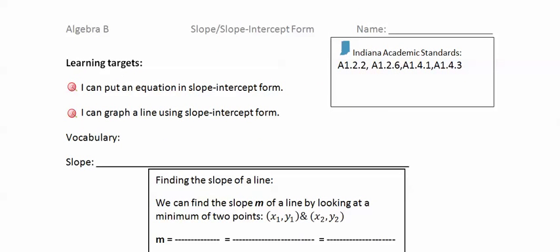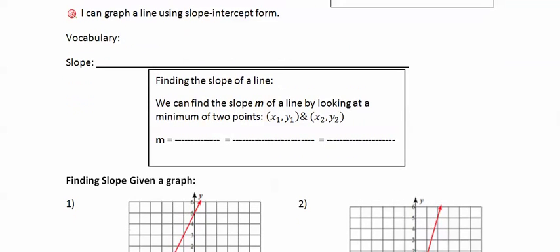Alright, so today's learning targets are that I can put an equation in slope-intercept form and I can graph the line using slope-intercept form. Alright, to do that you actually have to know what slope is.